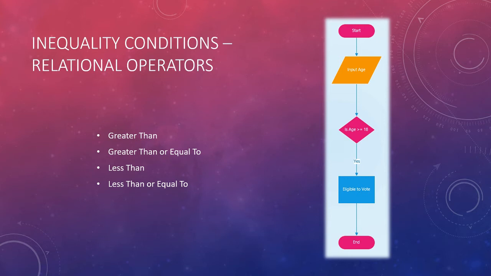Now, sometimes we don't have things that are equal. Sometimes we need to test relationships of unequal values. So we can use the inequality operators, like greater than or equal to, less than or equal to. Our visual here says we're going to start a program and input the age. If the age is greater than or equal to 18, we're going to say that person is eligible to vote. That used that greater than or equal operator.